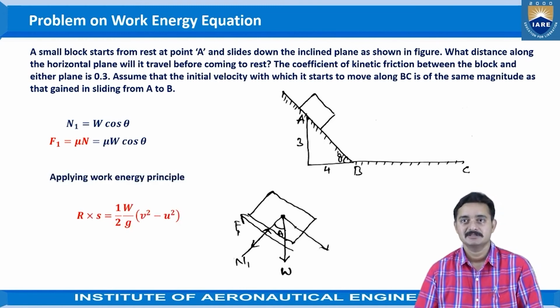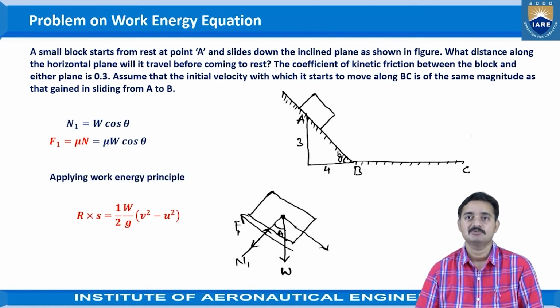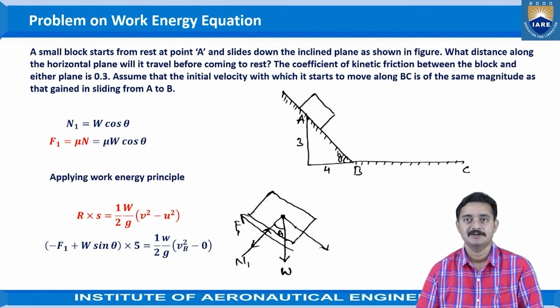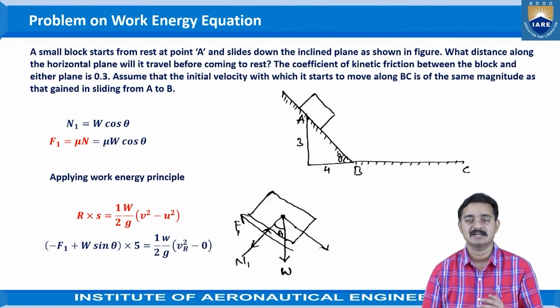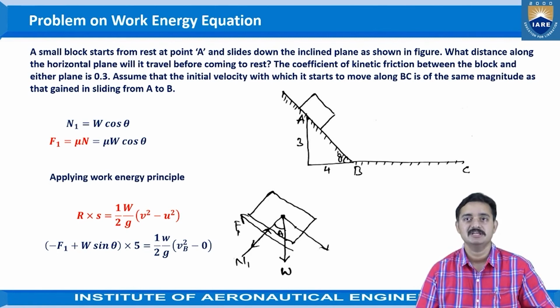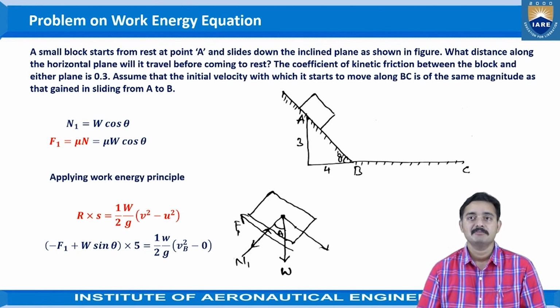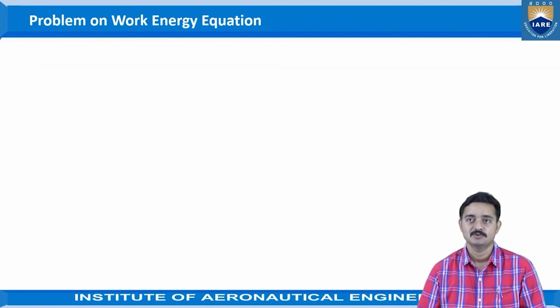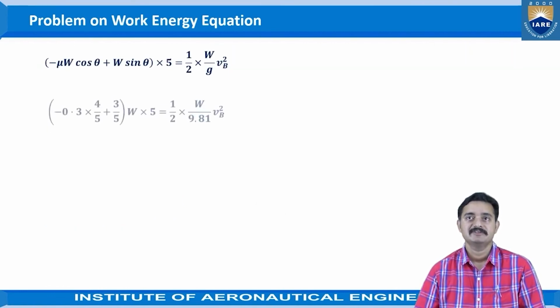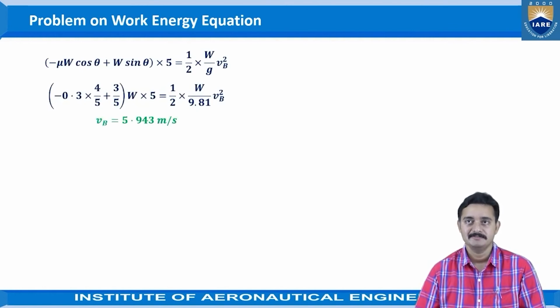And applying work energy principle for this case, R into S is equal to 1 by 2 W by G into V square minus U square. When you substitute the values of forces here, minus F1 plus W sin theta into 5. Here there are two forces involved in the system. So we are considering the force minus F1, which is acting in negative direction, plus W sin theta, which is acting in positive direction, into 5, the distance traveled by the object, is equal to 1 by 2 W by G VB square minus 0. Now further simplification, we will obtain the value of VB as 5.943 meters per second.